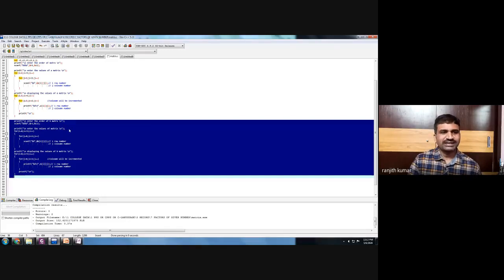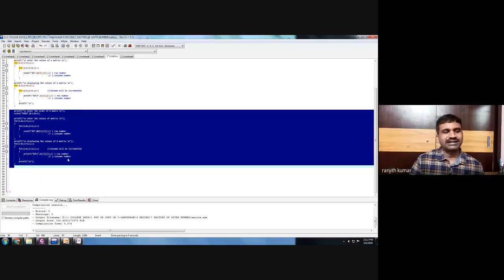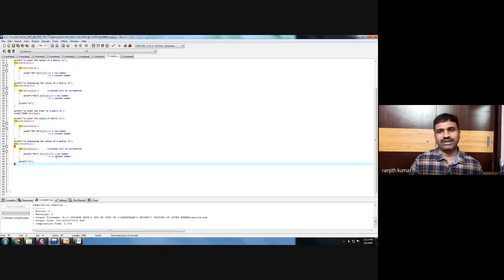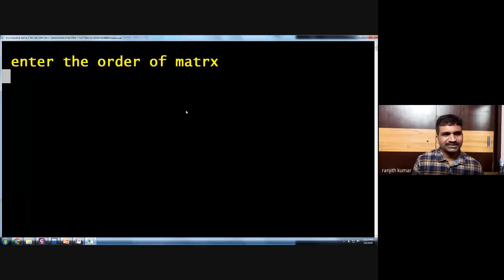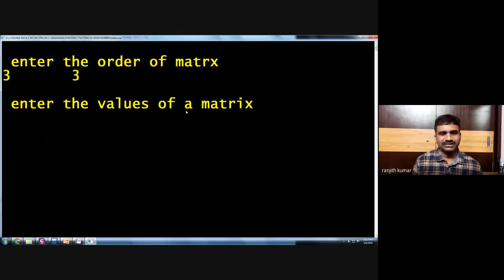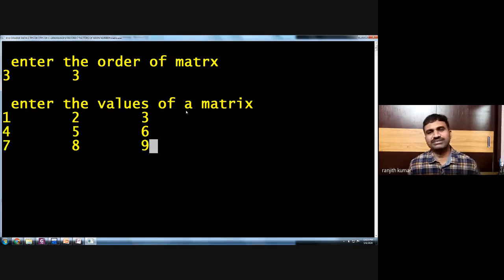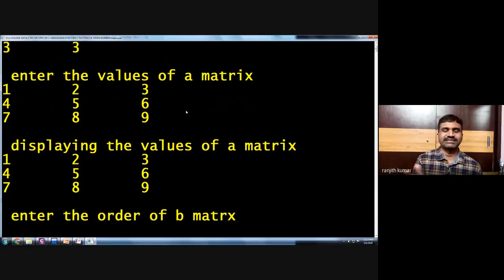Now let us write a condition for matrix multiplication. Before that, let me check the output once so that you will have clarity. So let me check the output here. First we are entering a 3x3 matrix, where we are entering 1, 2, 3, 4, 5, 6, 7, 8, 9. This is the first matrix. So enter the order of the first matrix, 3x3, and we are displaying the values of the matrix, which is 1, 2, 3, 4, 5, 6, 7, 8, 9.